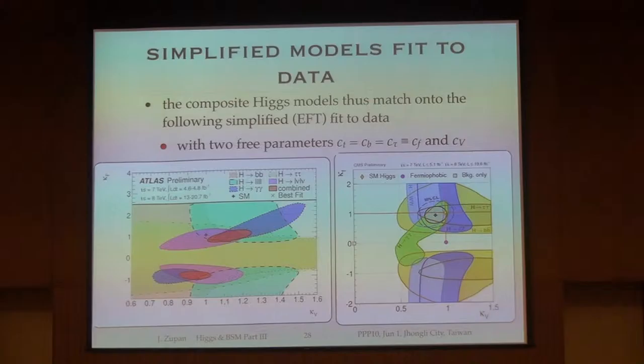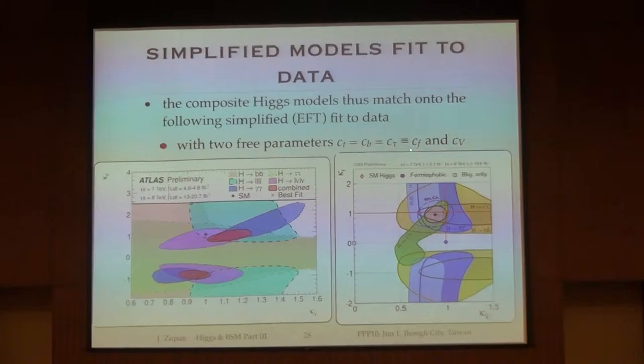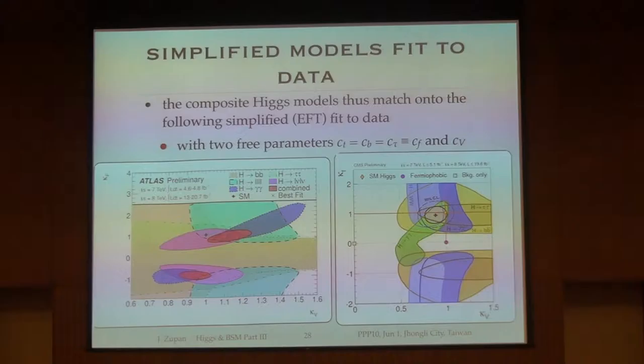So at the end of the day, we only have two free parameters. This modification of the top, the b and the tau is the same, right, for all species. And then there is the change to the coupling of the Higgs to the W and the Z. Right, so this composite Higgs exactly matches onto the fit where you float the couplings to the W and the Z and the couplings to the fermions. Of course, it will be in a correlated way at the end of the day because everything will be a function of v squared over f squared, but the different models will just be one-dimensional curves in this parameter space.